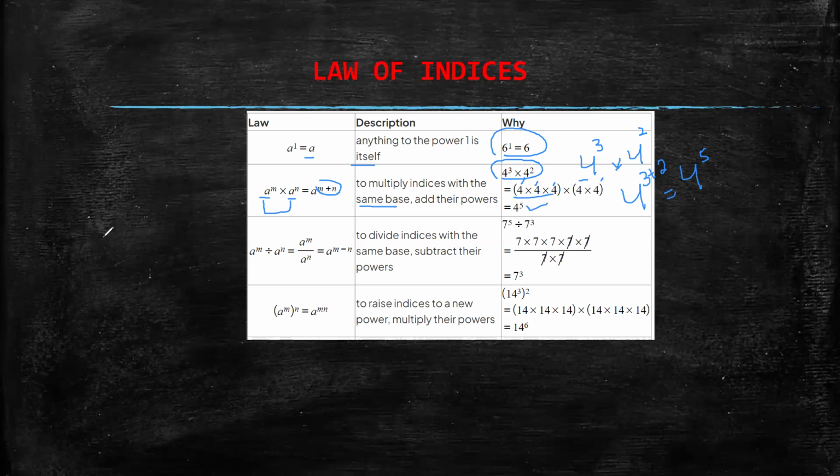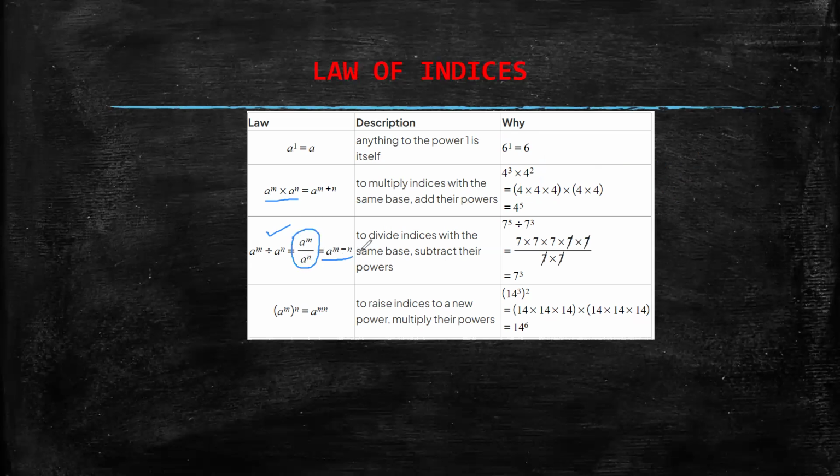Now the third rule, when two numbers are divided and their bases are the same, then the powers will be subtracted. When they are multiplied, the powers will be added. So that was rule number 2. Rule number 3 is when numbers with the same base are divided, then their powers will be subtracted. You can see that both numbers with the same base are divided. So we can write it like this as well, a raised to the power m minus n. Both powers will be subtracted.